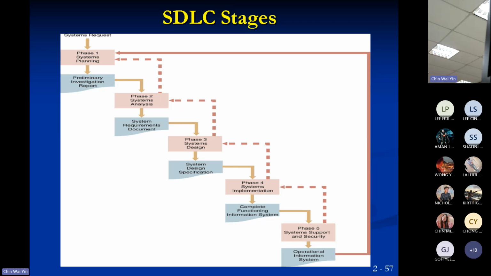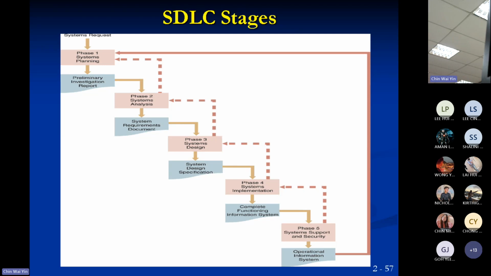SDLC, we know, is sequential, right? One phase finished, then you move on to the next phase. So it's sequential, from planning to analysis to design and implementation. All right. So it's linear, right? But you can go backwards, but only to the previous phase. You look at it, the dotted line.